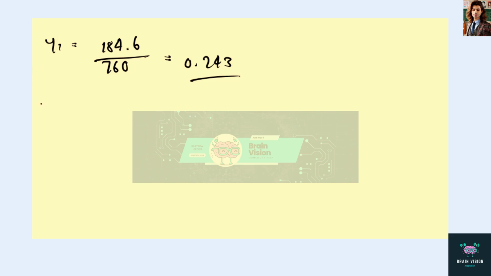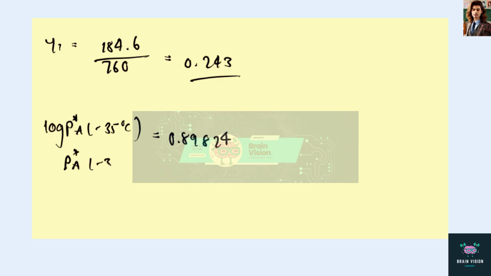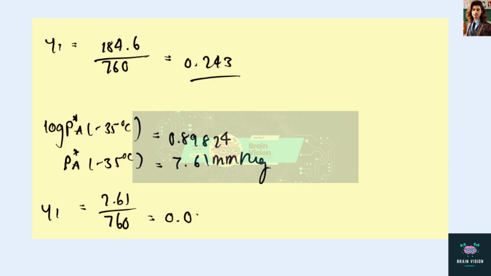And so next what we can take a look at is log10 PA star at minus 35 degrees C. So that is 0.89824. We get a value of 7.61 millimeters of mercury. Then we can take a look at the saturation condition. That is 7.61 divided by 760, we get 0.010.